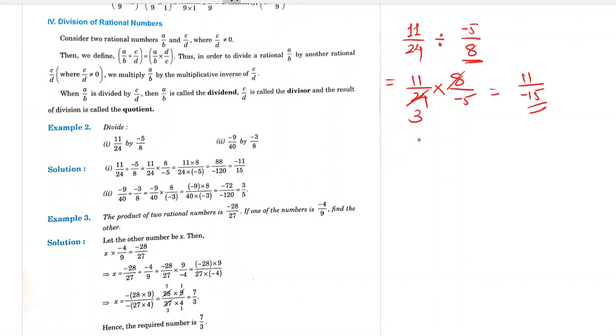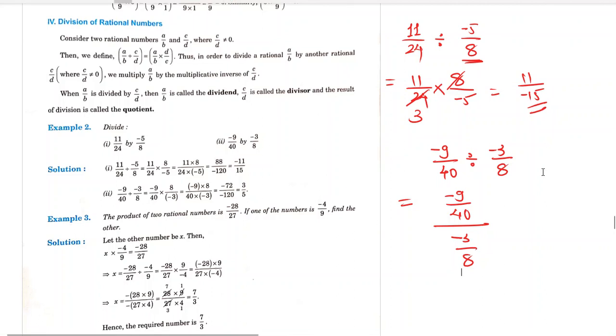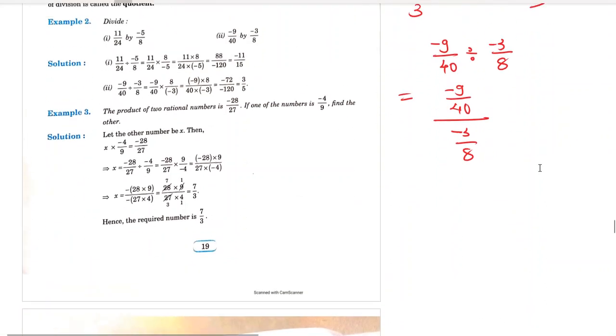But actually, what is the meaning of this? I'll show you with one more example. Minus 9 by 40 divided by minus 3 by 8. So actually you should write it as minus 9 by 40, the whole upon, because it's division, right, minus 3 by 8. Now this is known as a compound fraction. Why a compound fraction? Because in the numerator there is a fraction, and in the denominator also there is a fraction, and there is a specific way of solving these kind of compound fractions.